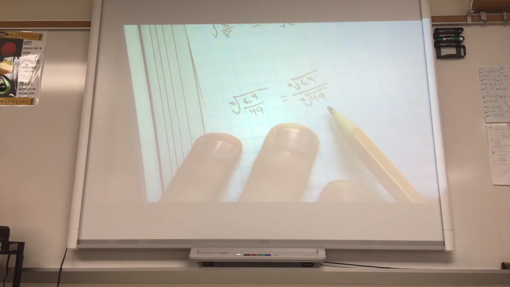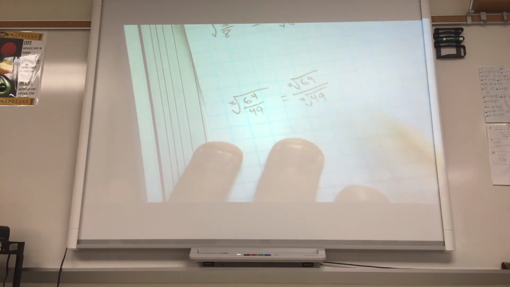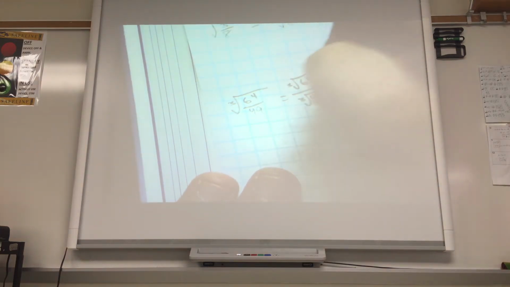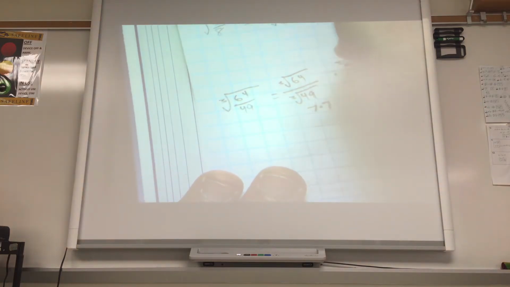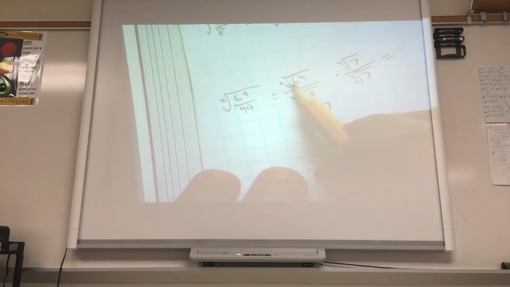Now, the problem with this is 49 is not a perfect cube, and I have a radical in the denominator. 49 is close to it, though. It's 7 times 7. So if I wanted to make it a perfect cube, right now I have the cube root of 7 times 7. I need one more 7. So I'm going to multiply by the cube root of 7 on top and the cube root of 7 on bottom.